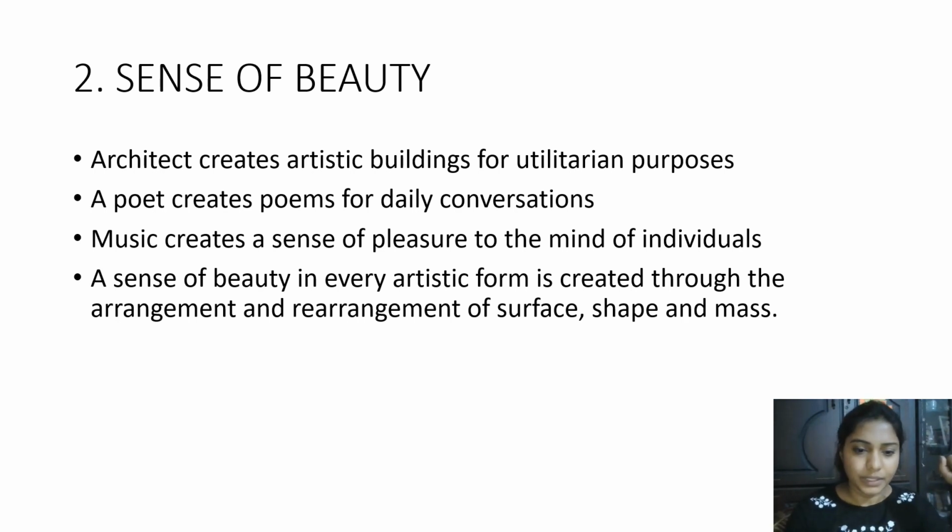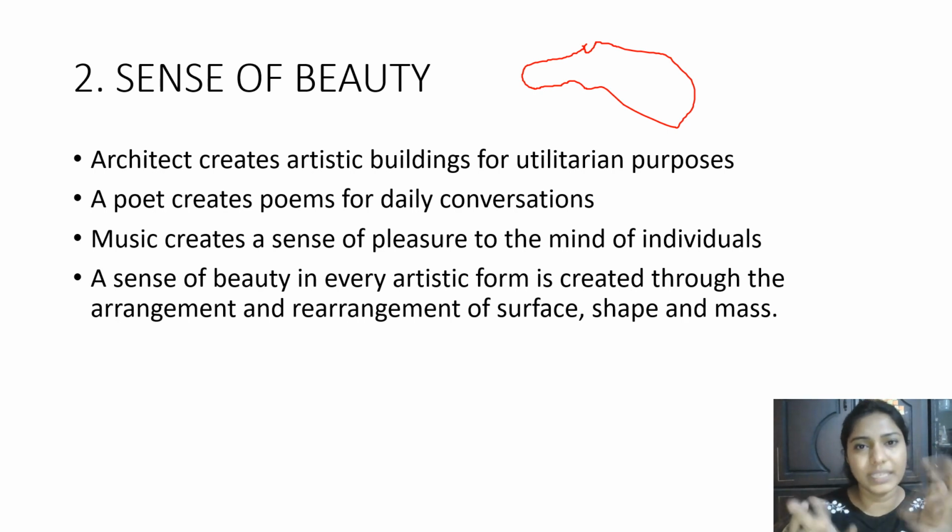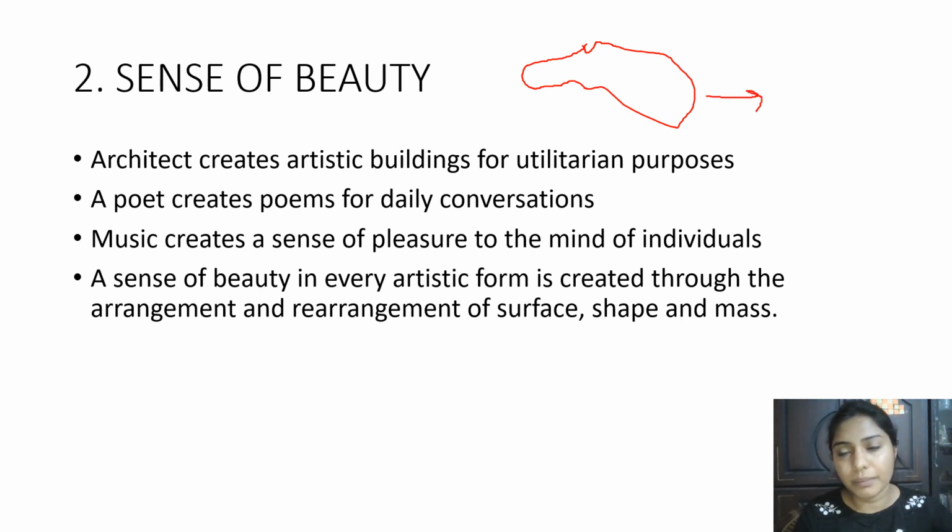For example, suppose this is a piece of stone. It is a mass. And now what does a sculptor do? A sculptor would use his tools and sculpt, or carve the stone, maybe in the form of a tree. Okay, maybe he is sculpting this particular stone in the form of a tree.